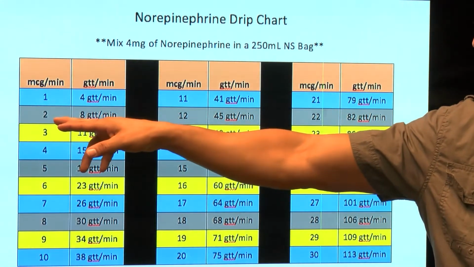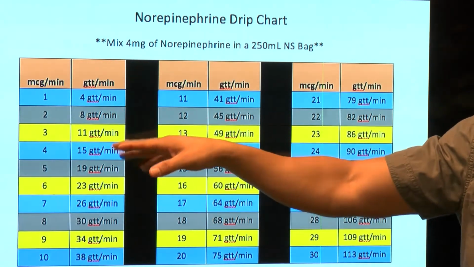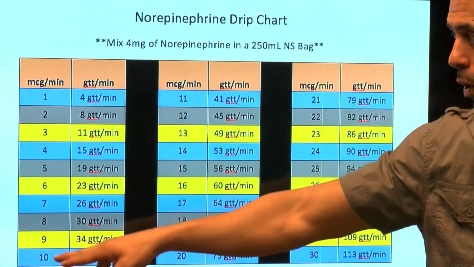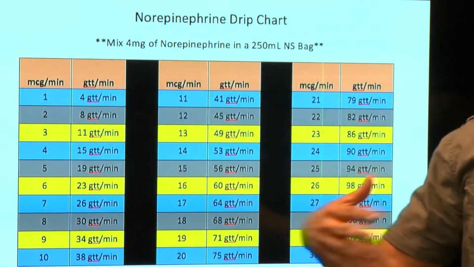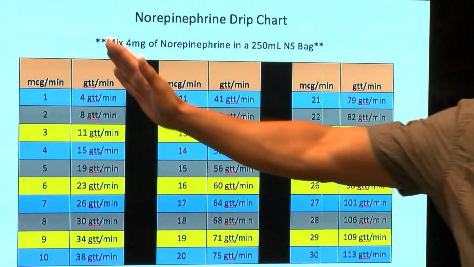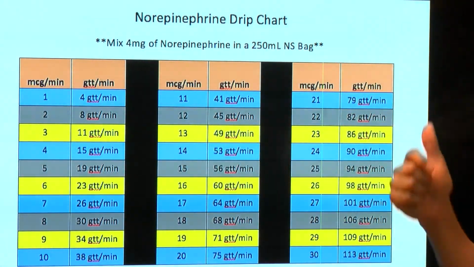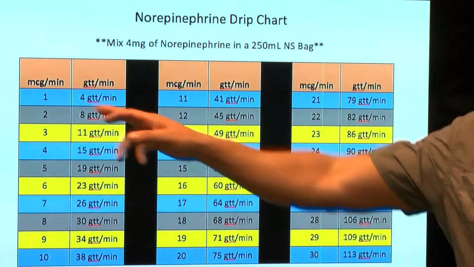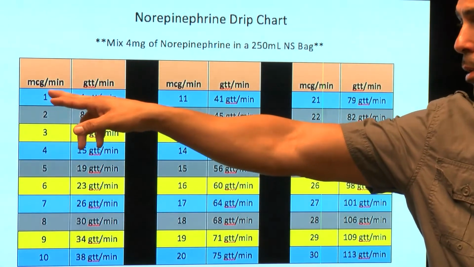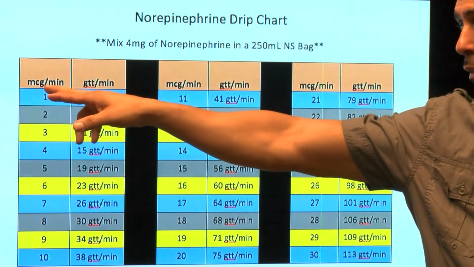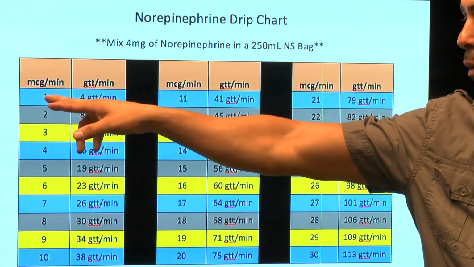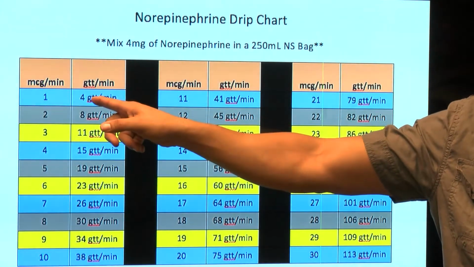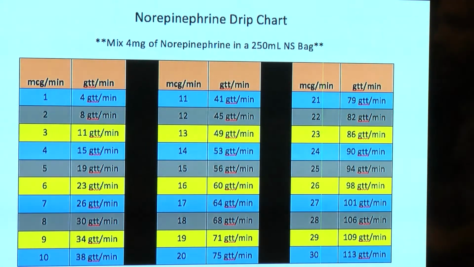If you're giving it at 2 mics a minute, it's 8 drops per minute. So she's telling you, this is the order. So the mics per minute is the order that they want you to give it. The second column is how many drops you're going to pull out of this drip chamber per minute to meet that mics per minute. So example, if your order is to start and give at 1 mic per minute, then you're going to do 4 drops per minute. Okay, so that's how that works.